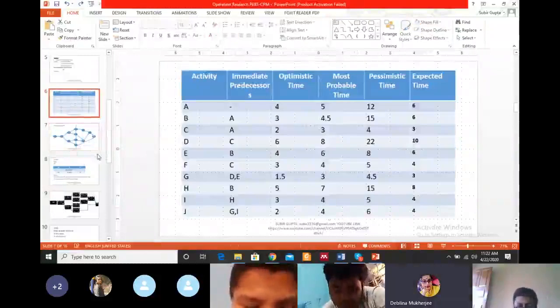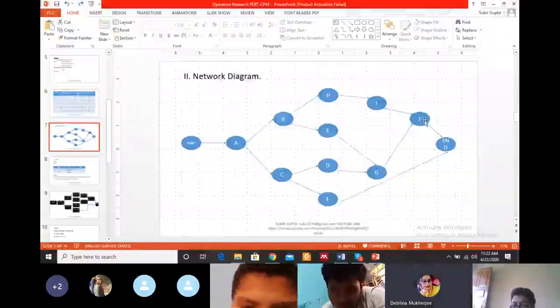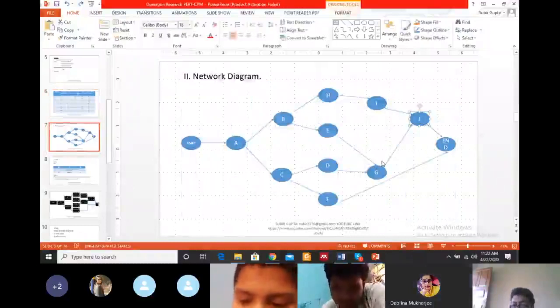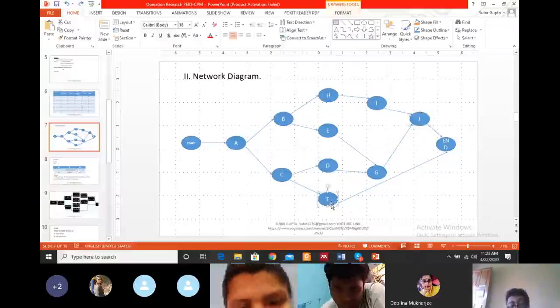Next, J coming from G and I. We make arrows for J. That is the end of our network diagram. But how do we end? In this problem, J is the last activity, and F is also a last activity, because after F, no activity has started. So J and F are the last nodes.